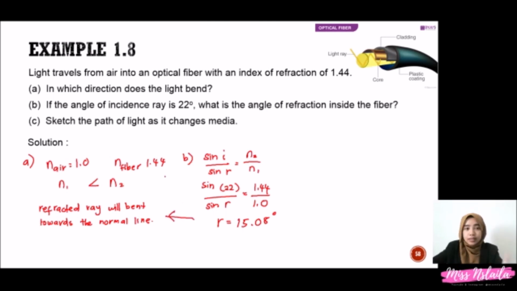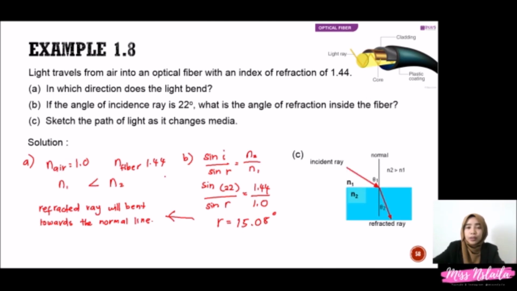So let us sketch the path of light as it changes media, or what we call the ray diagram. We can label the angle of incidence here, which is 22 degrees. And once it enters the optical fiber, the angle of refraction is 15.08.